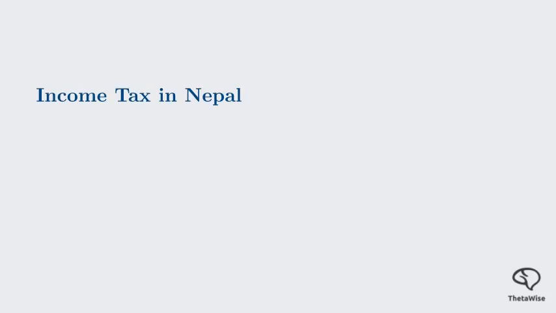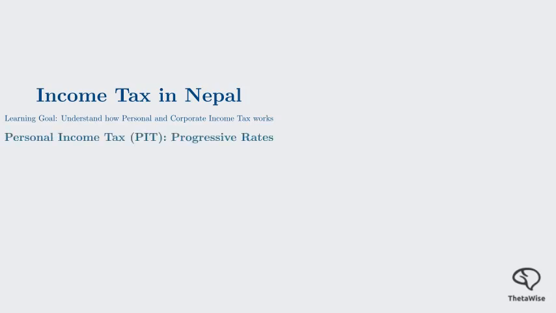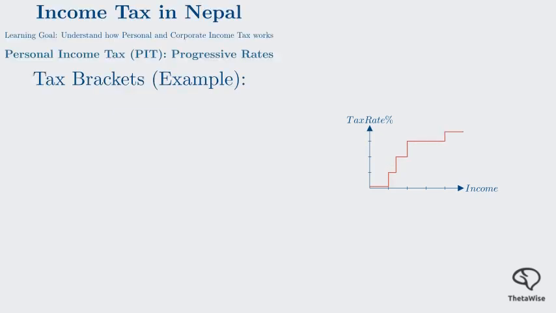Income tax is the most prominent direct tax in Nepal, governed by the Income Tax Act of 2058. It is applied to income earned from employment, business, and investment. For individuals, Nepal uses a progressive tax system. This means that as your income increases, the rate of tax you pay also increases.